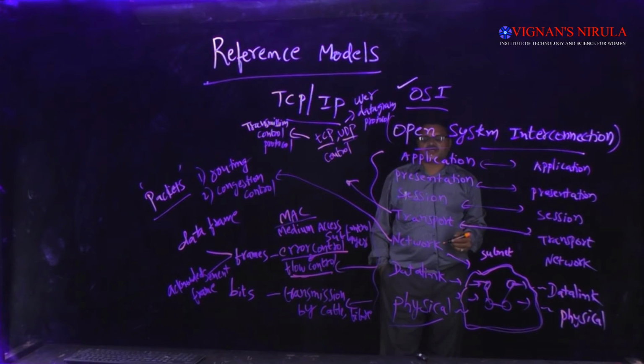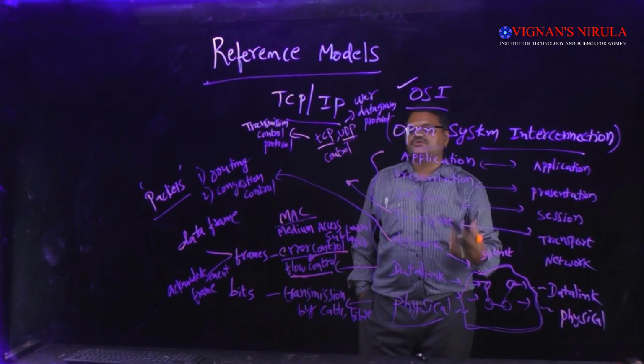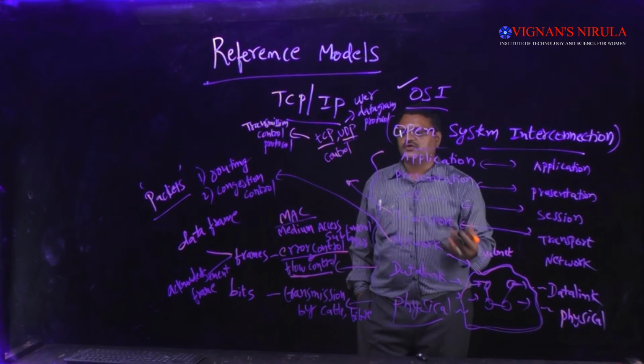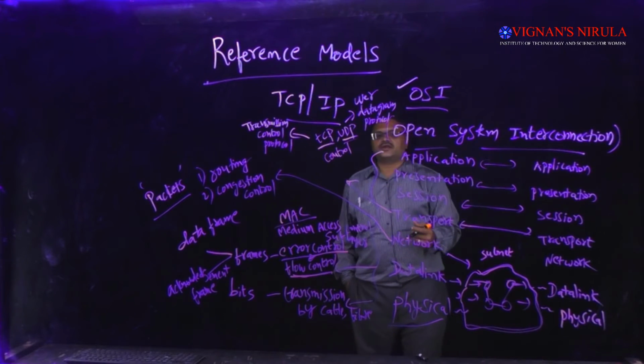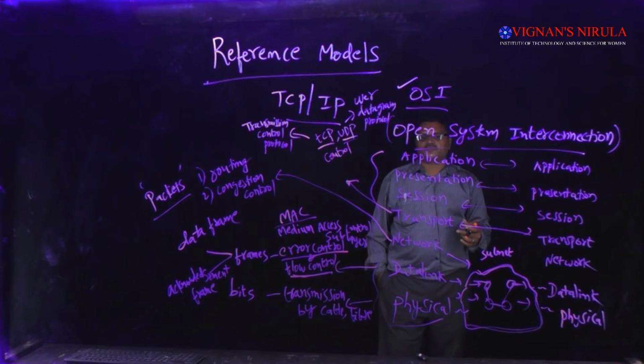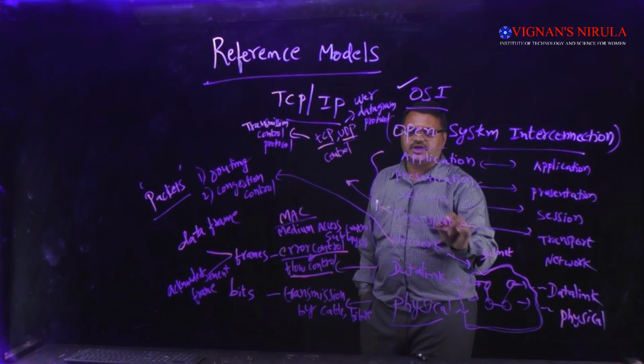Some part of the transport layer also works on flow control, not only the data link layer. So here also some part of the transport layer works for flow control. This is about the transport layer, and end-to-end connectivity starts from the transport layer.